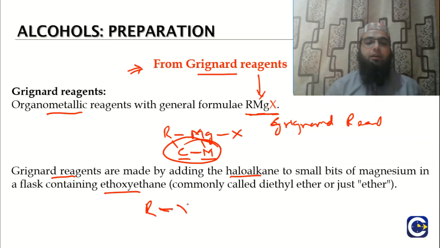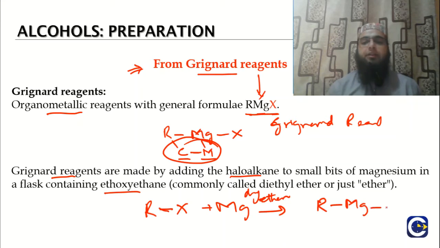We react a haloalkane, or alkyl halide. Another name for the alkyl halide is haloalkane. When we react this alkyl halide with magnesium in the presence of ether, and this should be dry ether, there should be no water content. As a result, the metal is inserted into the carbon-halide bond, and we get the Grignard reagent.